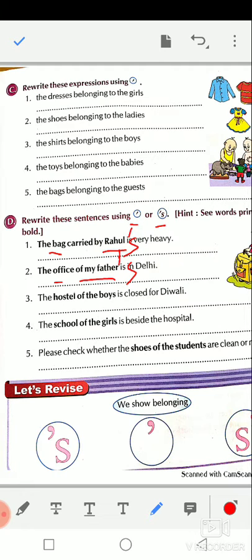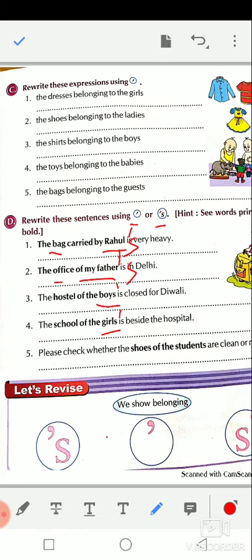The hostel of the boys is closed for Diwali. In this S is already there. Boys is plural, so we have to put only an apostrophe after the S. The boys' hostel, only an apostrophe we have to put. The school of the girls is beside the hospital, so girls' school.